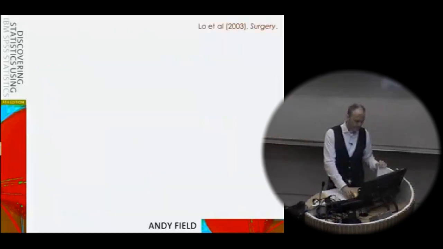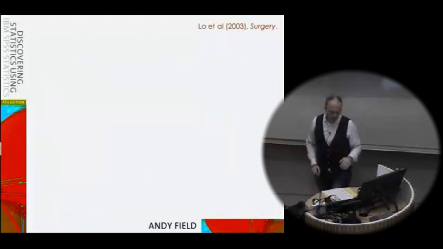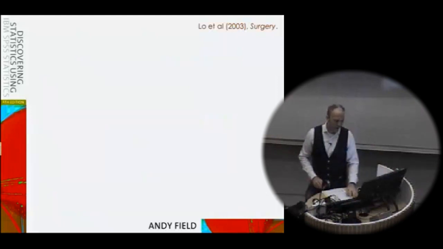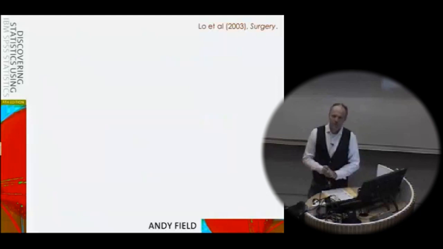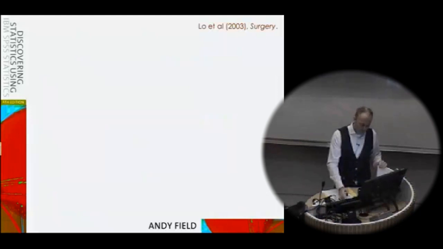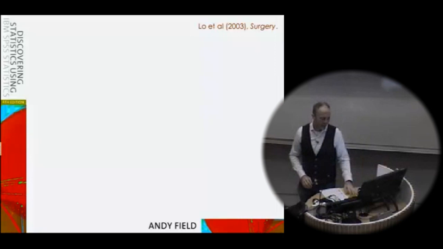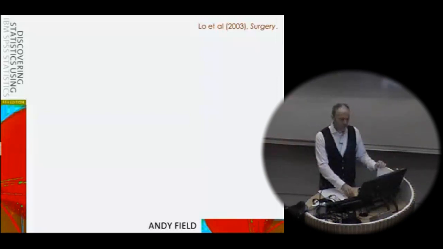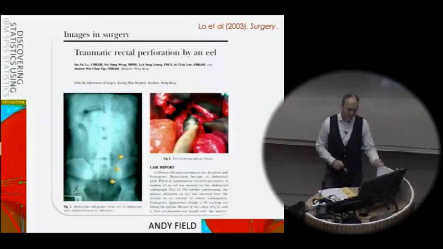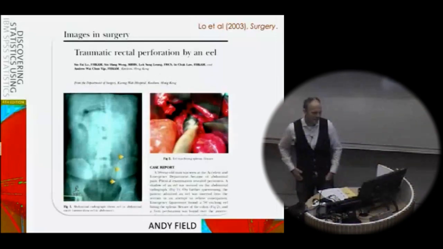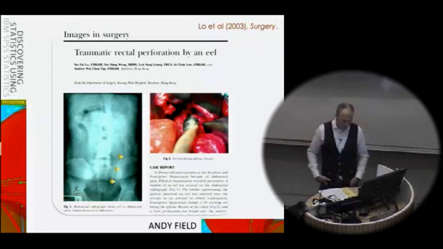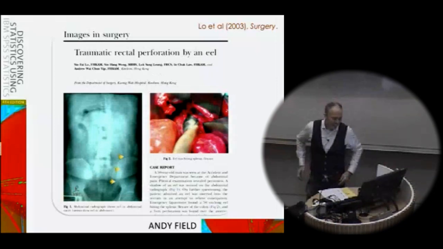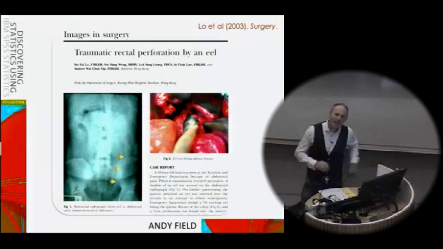So I'm going to use a different example now, and I like to spend my spare time discovering strange research that people do. So when I'm bored of doing my job, I do something related to my job, which is go and look at research articles. And one endless source of bizarre research is a journal called Surgery. And one of my favourite articles that I've ever found in Surgery was about a traumatic rectal perforation by an eel.